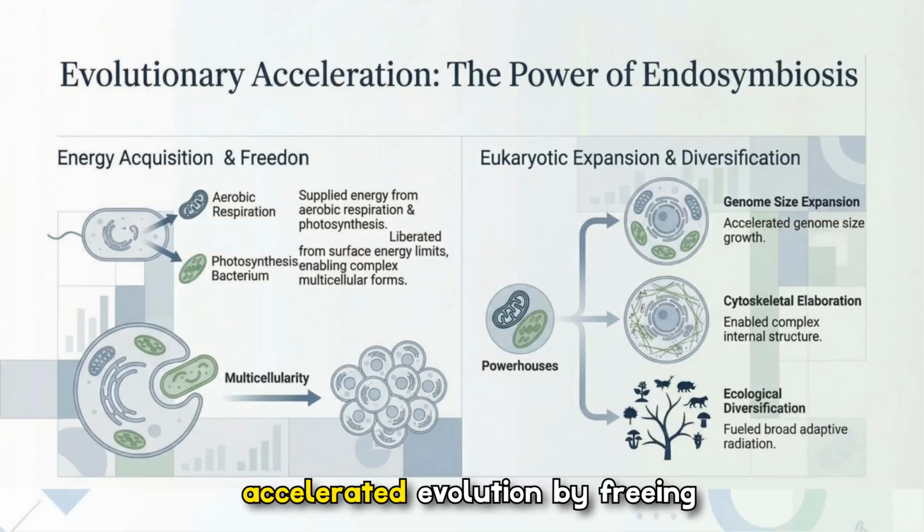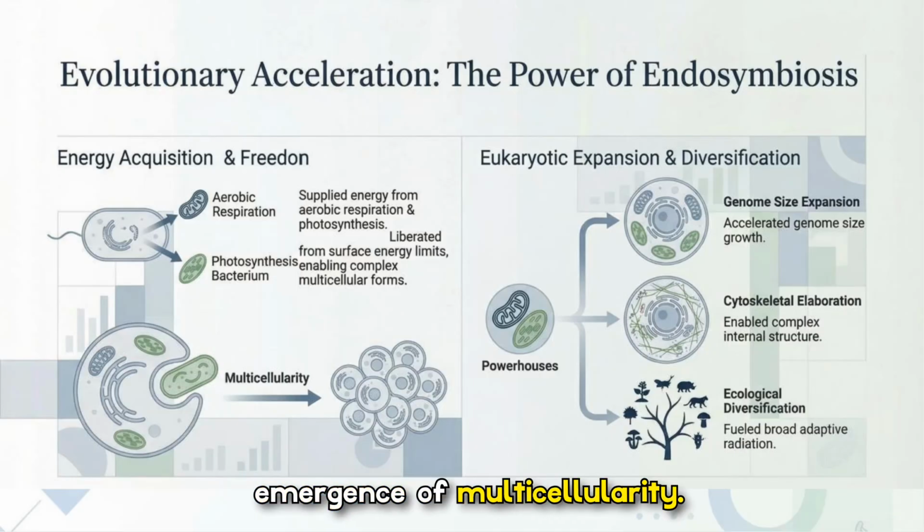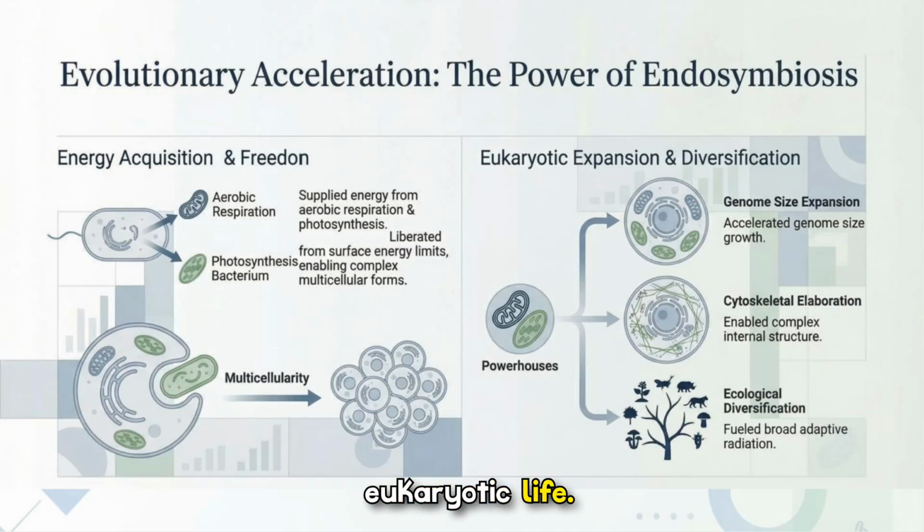Endosymbiosis massively accelerated evolution by freeing up energy through aerobic respiration and photosynthesis, which supported larger genomes, more elaborate cytoskeletons, and the emergence of multicellularity. This energy surplus permitted rapid diversification into many ecological niches, fueling the broad adaptive radiation of eukaryotic life.